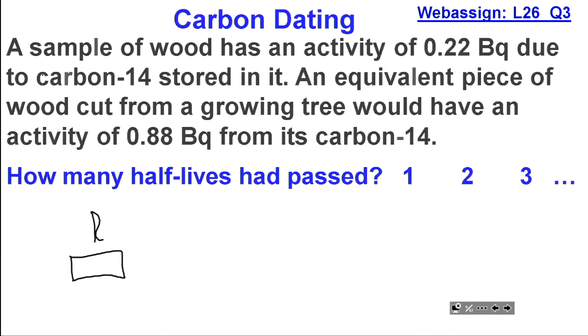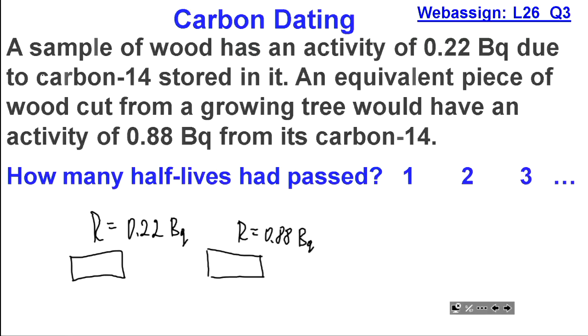And here, what we have is the old piece of wood, and its activity, this R, is 0.22 becquerel, decays per second. Today you'll see how it's measured. And now we go to the forest and we find an exactly identical piece of wood, same size, same wood, everything is the same. And we measure activity, and that is 0.88 Bq.